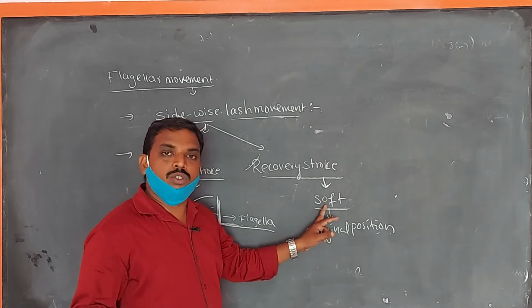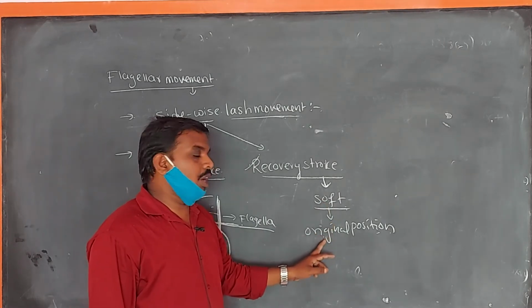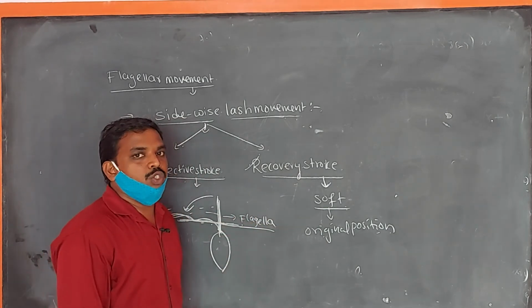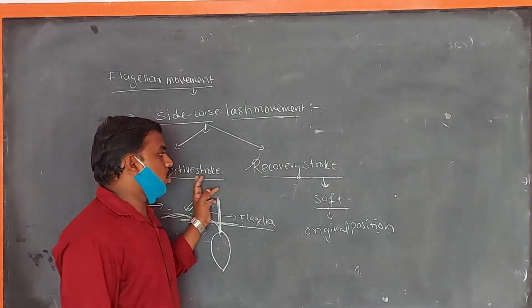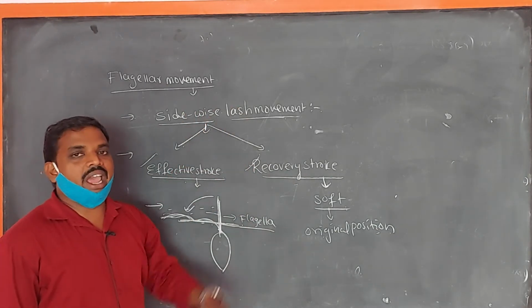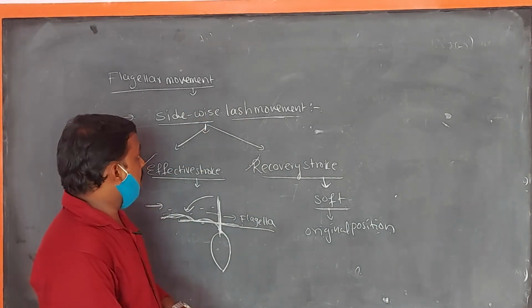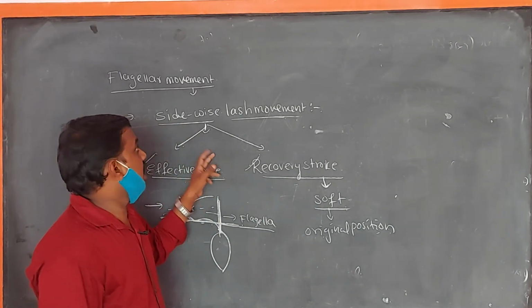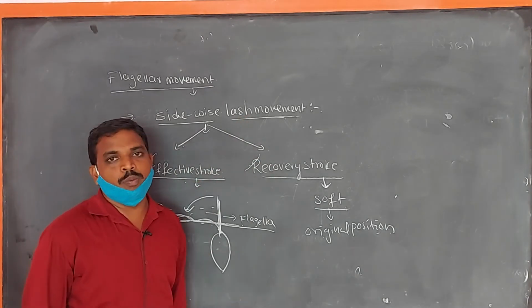The flagellum is soft and returns back to its original position, which is also called the recovery stroke. So this effective stroke and recovery stroke are both seen in the sidewise lash movements. Most of the protozoan animals exhibit sidewise lash movements.